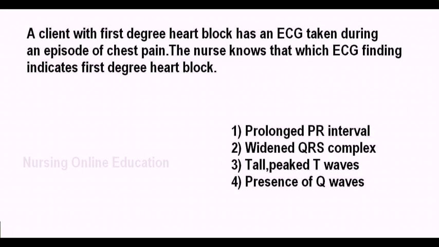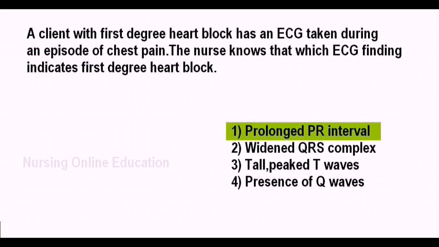When we consider the second option, a widened QRS complex, it mainly occurs when delay in intraventricular conduction occurs, which is commonly seen in bundle branch block. And the third one, the tall or peaked T waves, indicates hyperkalemia. And the fourth one, the Q wave development, is seen in myocardial necrosis.